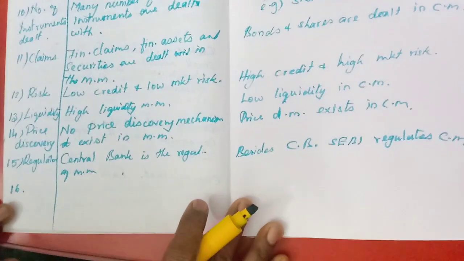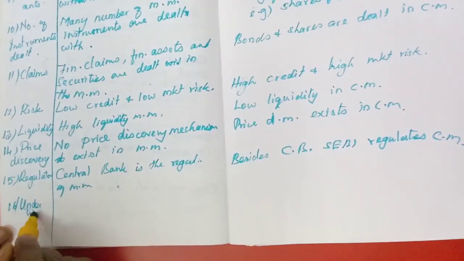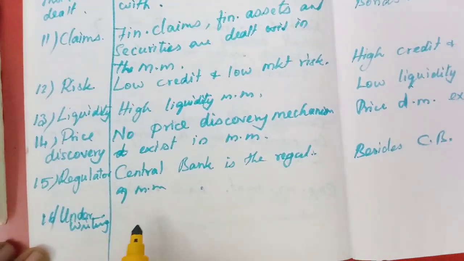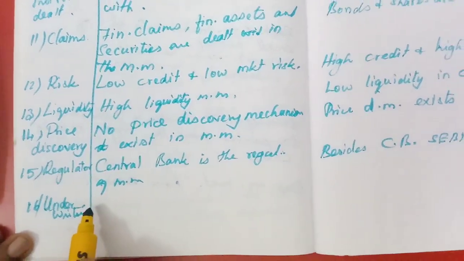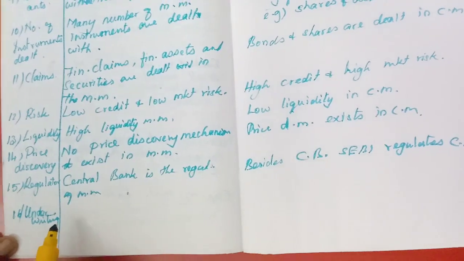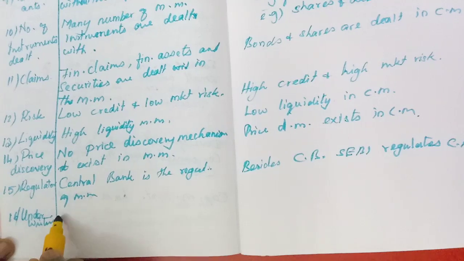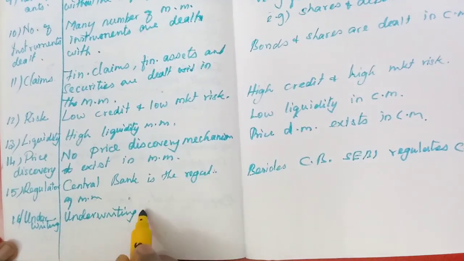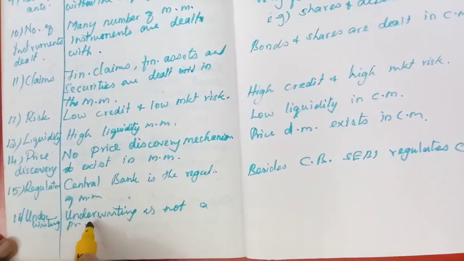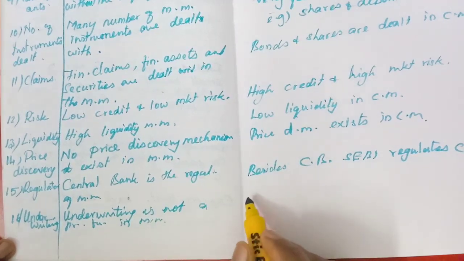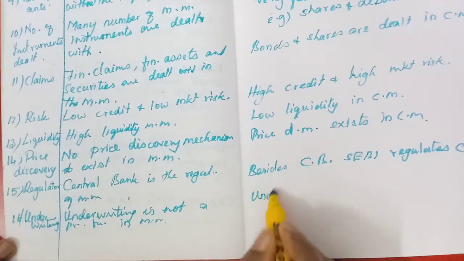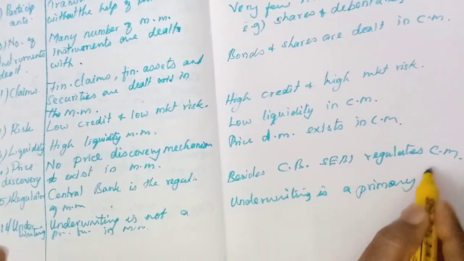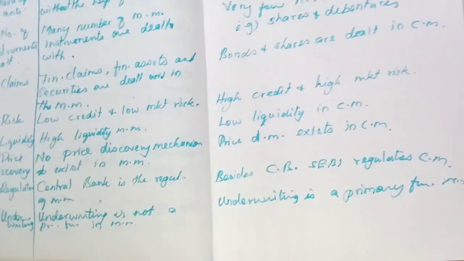Then next one, underwriting. What is the meaning of underwriting? If a company issues shares, that company's issue will be taken fully by one big business organization and they will sell to the public. Underwriting is not a primary function in money market, but underwriting is a primary function in capital market.